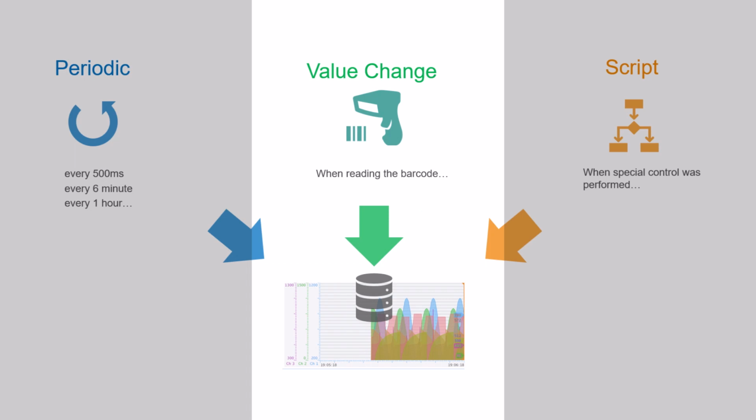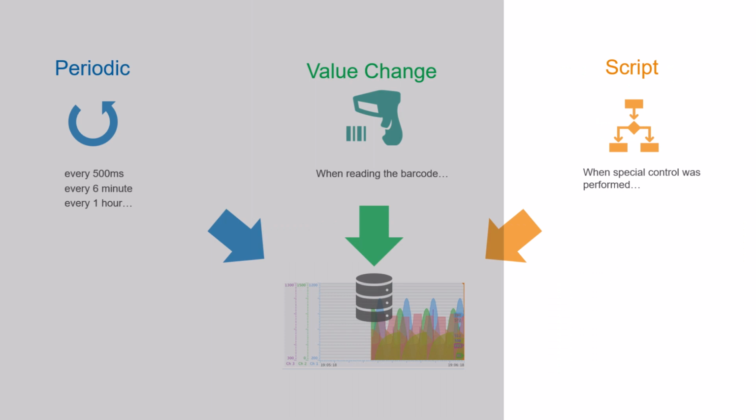Value change collects only when the set Brew variable value changes. For example, this is useful when recording information such as title and number of copies when outputting from a printer. Scripts are collected when the block script conditions are met. It is possible to set more complex conditions than value change. Now let's take a look at the details of each setting.